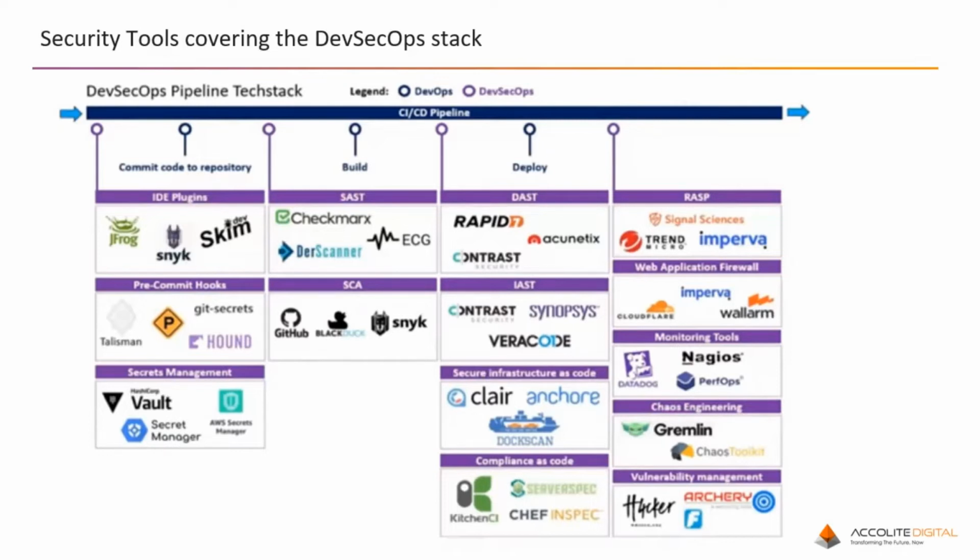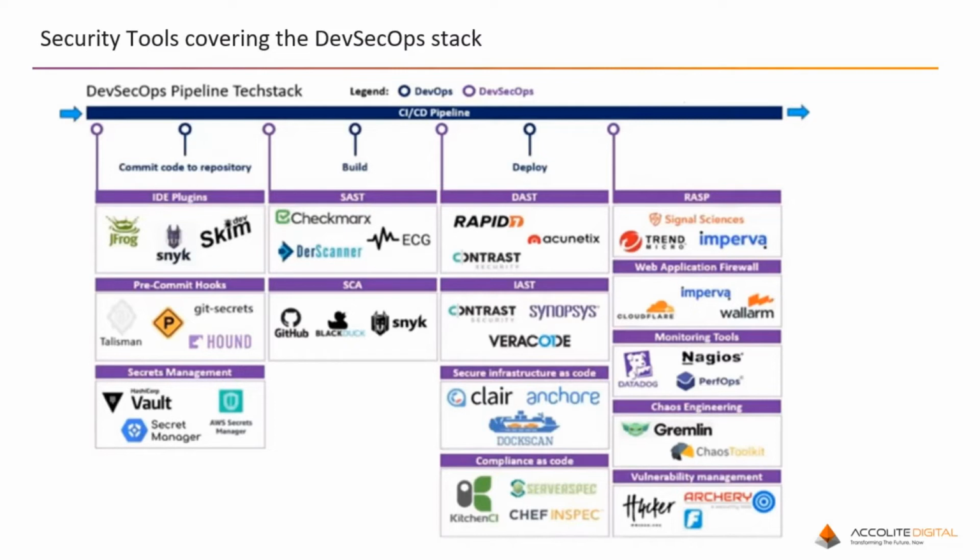So I think we've all been talking about the shift left approach. This diagram will give you an idea that you don't need to be married to any specific tool, but we need to look at security at every stage of the DevOps pipeline. When we talk about shift left, it means putting in security at the initial design stage, putting in tools like JFrog, Snyk, Skim at the IDE plugin stage, putting in pre-commit hooks, managing secrets using things like HashiCorp, doing static application security testing through tools like Checkmarx or Fortify or WebInspect.